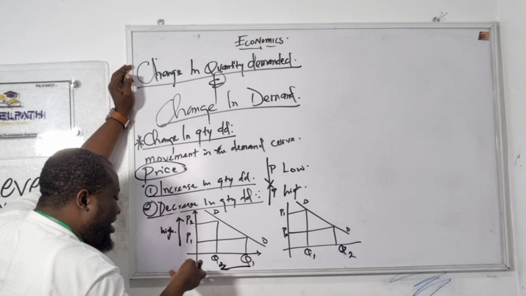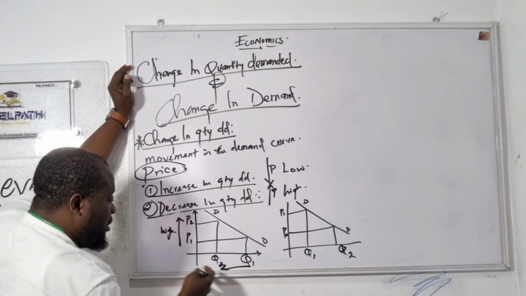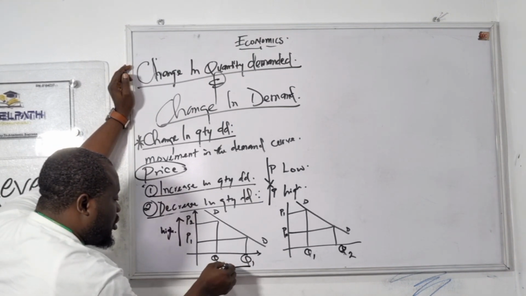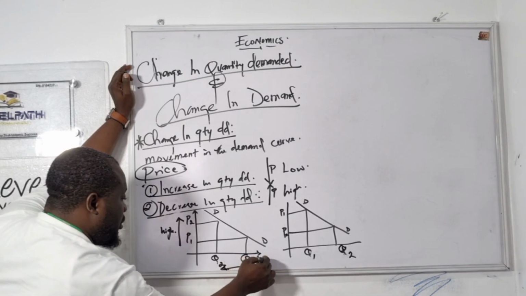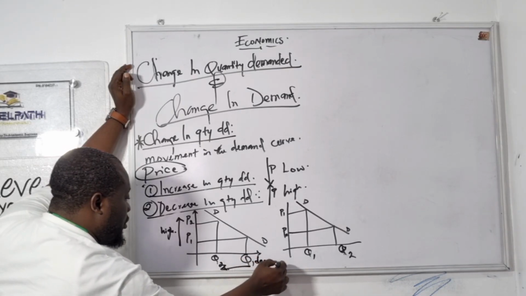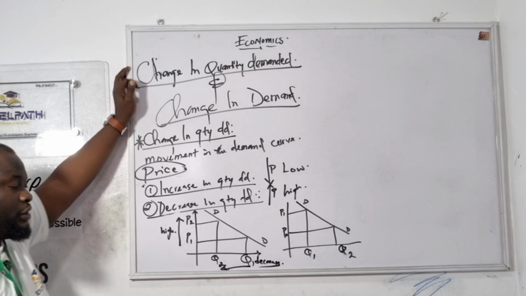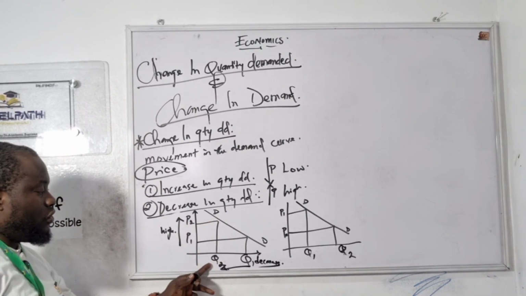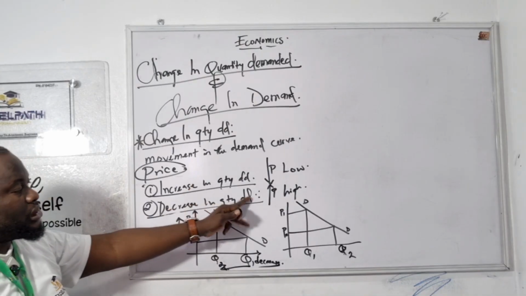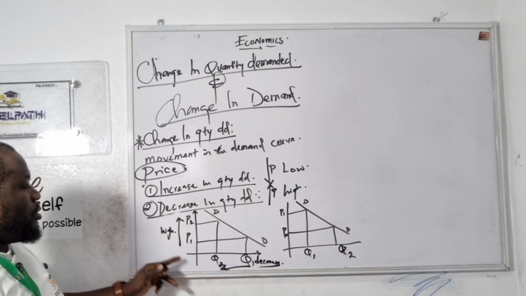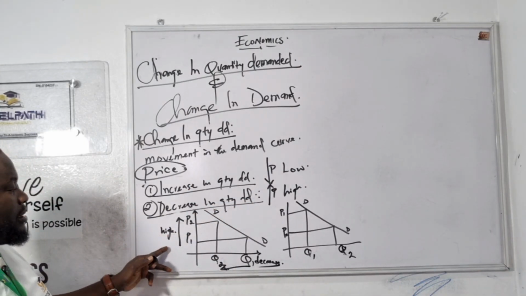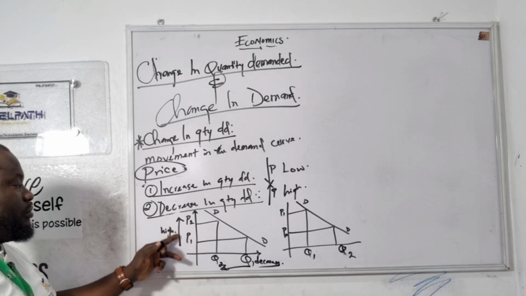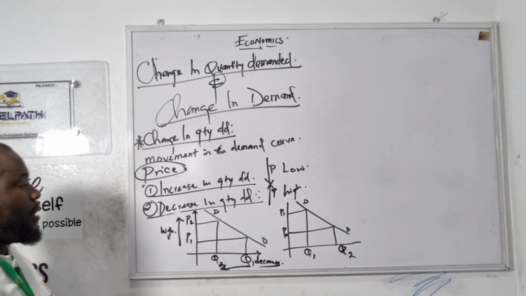So this is a leftward, a backward movement. So this illustrates a decrease, or this demonstrates a decrease. So this is a decrease in quantity demanded, caused by increase in price of the commodity.